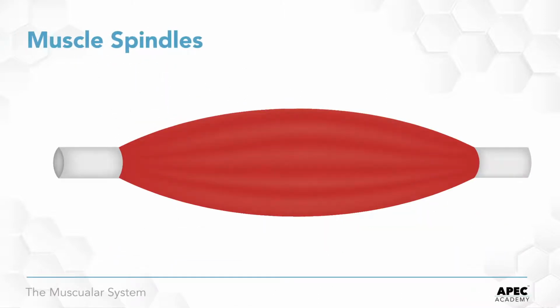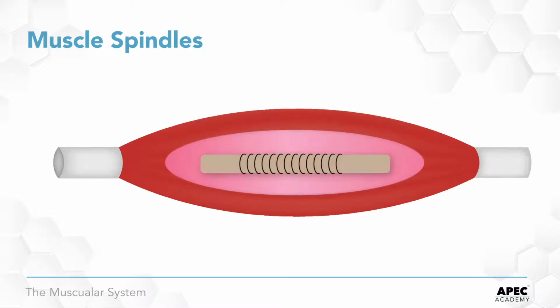A structure that is extremely important to know is the specialized sensory organ called muscle spindles. These are located within the belly of skeletal muscles between the muscle fibers. Muscle spindles play an important role in the regulation of muscle length and can protect the body from injuries that are caused by overstretching of a muscle.